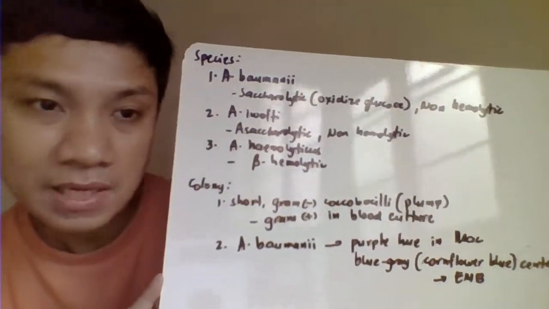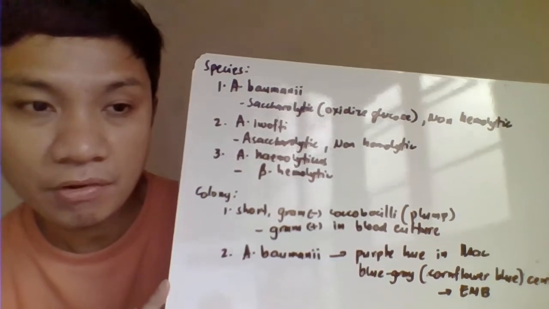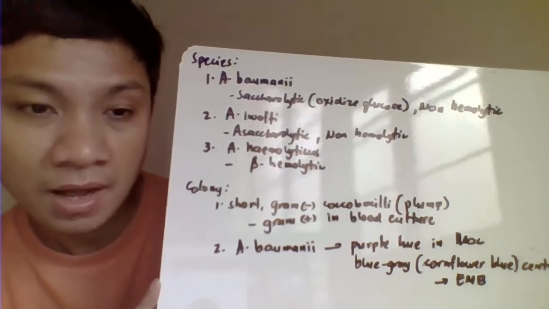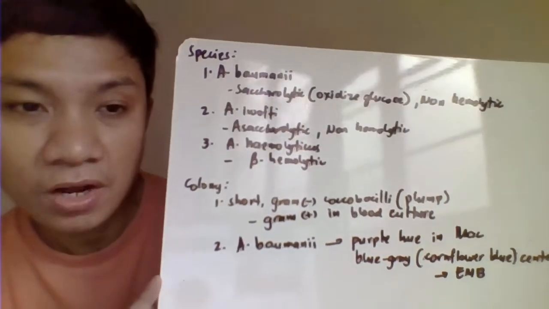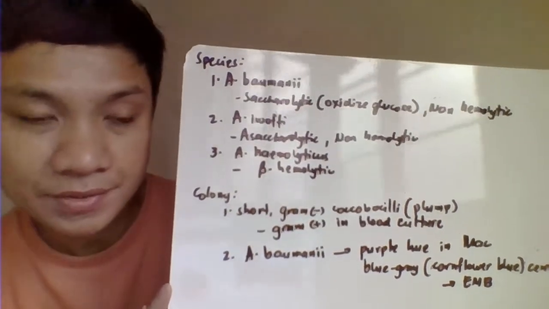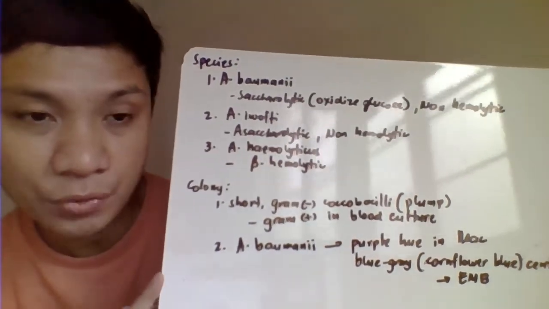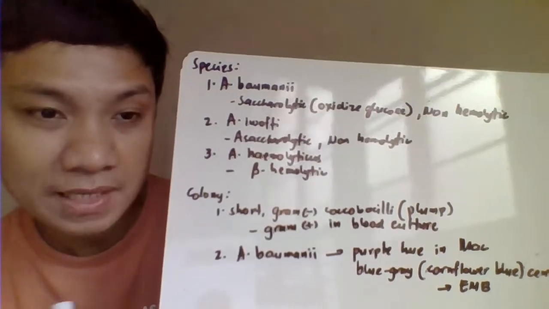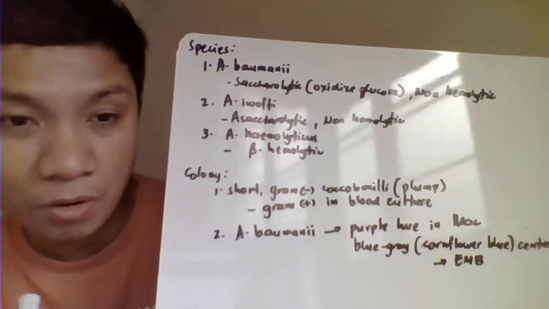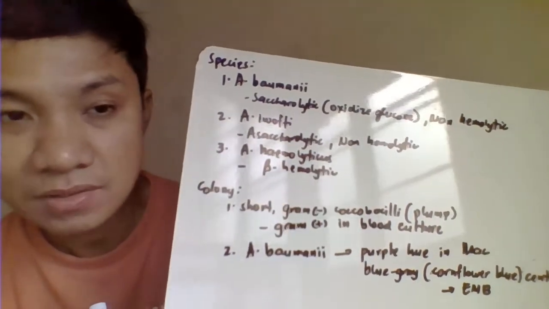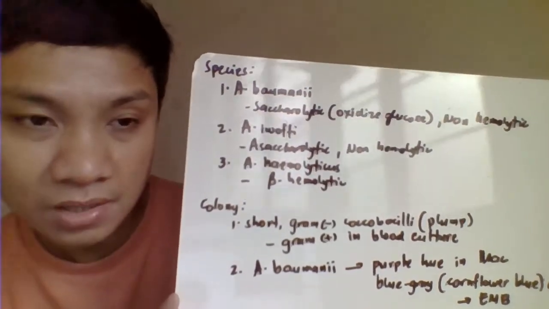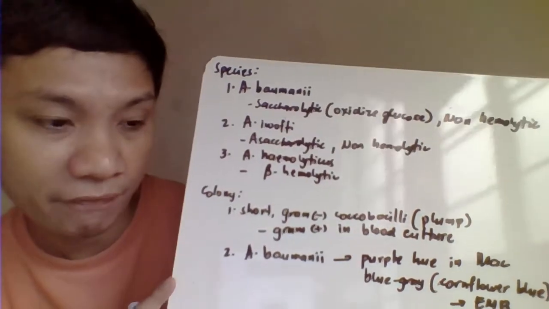The hemolytic strain of your Acinetobacter is Acinetobacter hemolyticus. Okay, we have here the colony morphology with your gram stain results. This is a gram-negative short, plump coccobacilli. So very short lang siya, coccobacilli or plump na tinatawag. But if you try to isolate this bacteria in your blood culture, it might appear to be gram-positive.